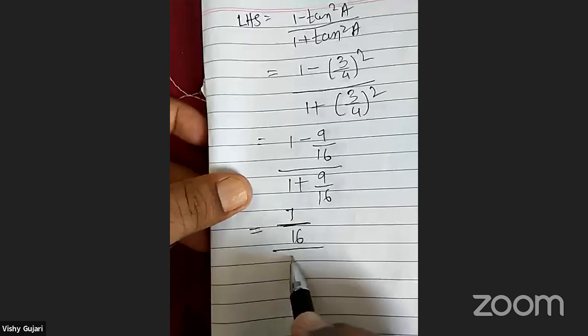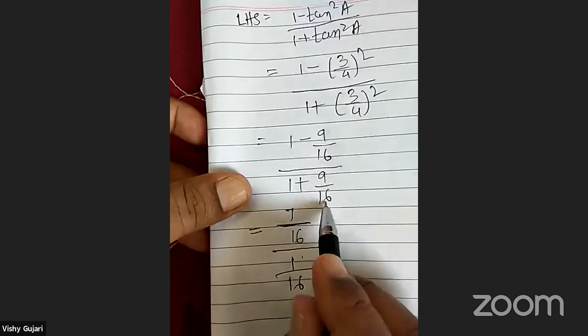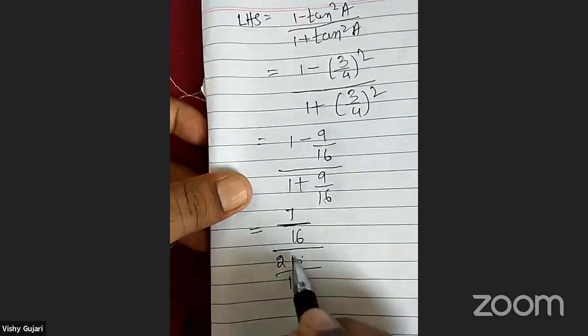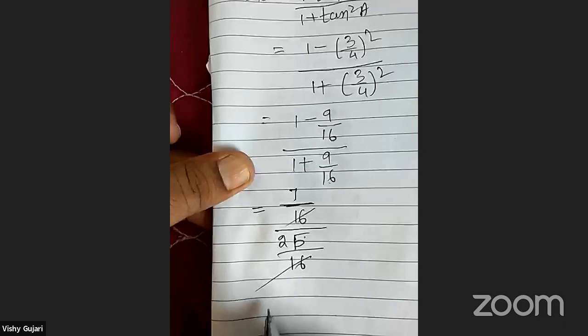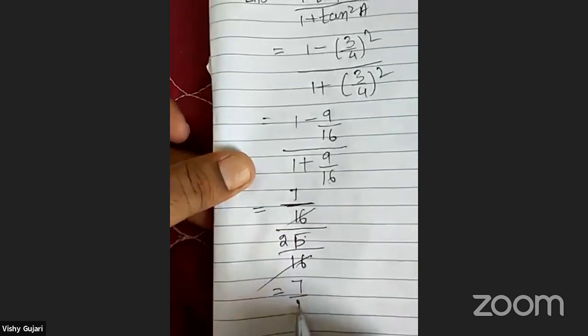16 is the LCM again, 16 plus 9 is 25. The 16 gets cancelled. It is equal to 7 by 25. Call it equation 1.